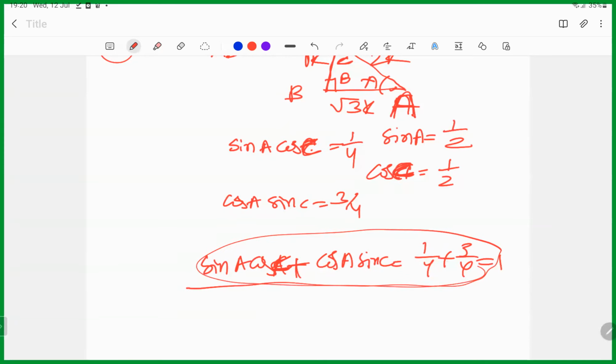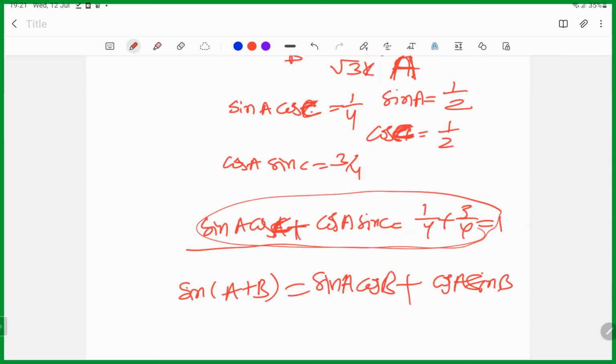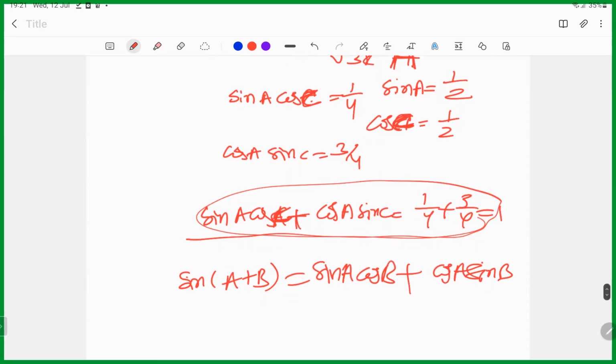So it is valid for any right angle triangle. For any right angle triangle, this identity is valid. Have you been taught sin A plus B, or sin A into cos B plus cos A into sin B? These are not there. Generally, this is the identity.